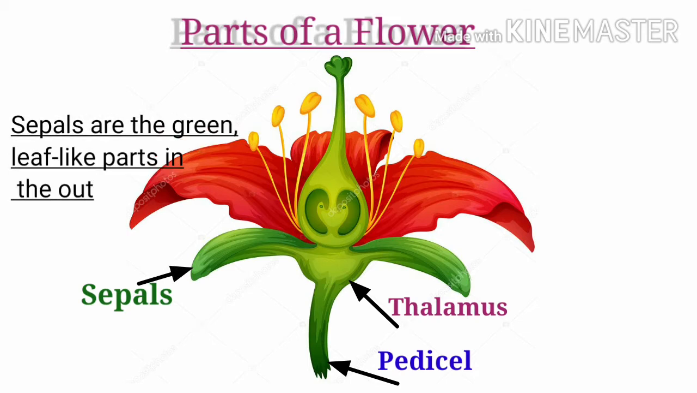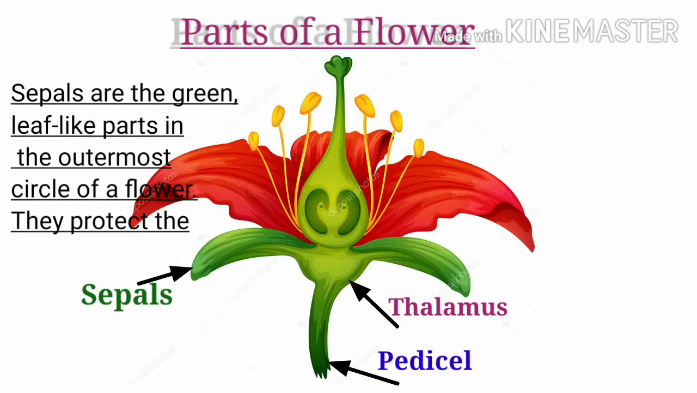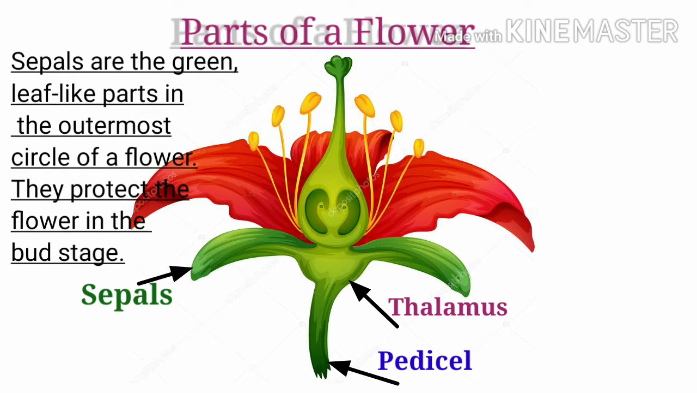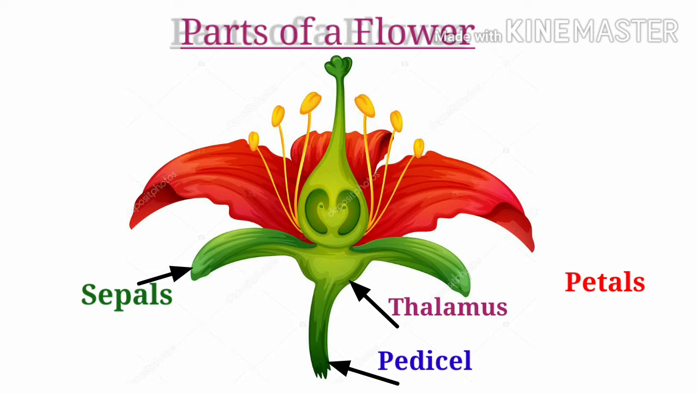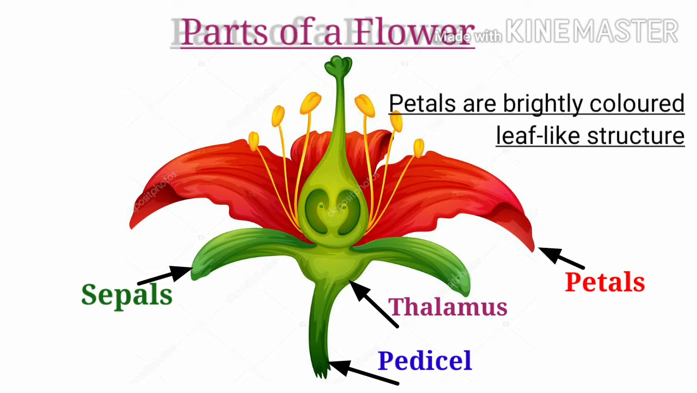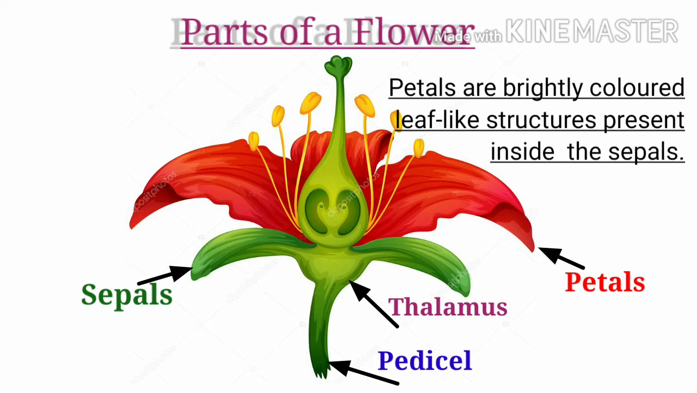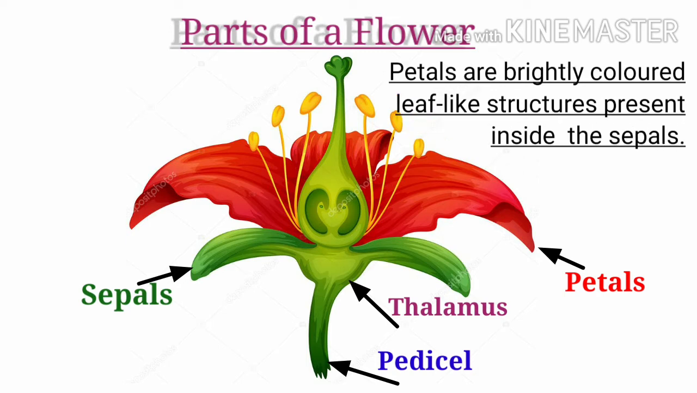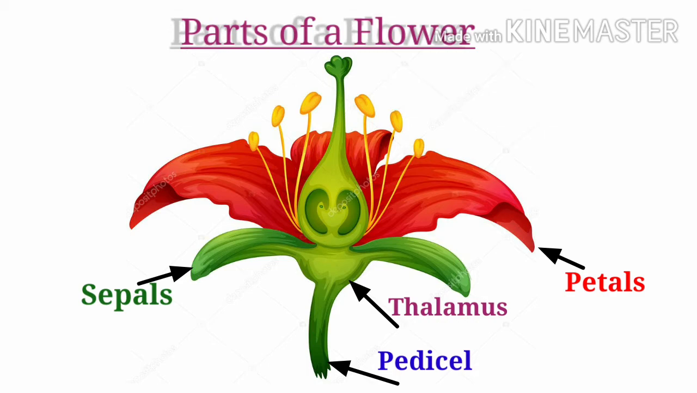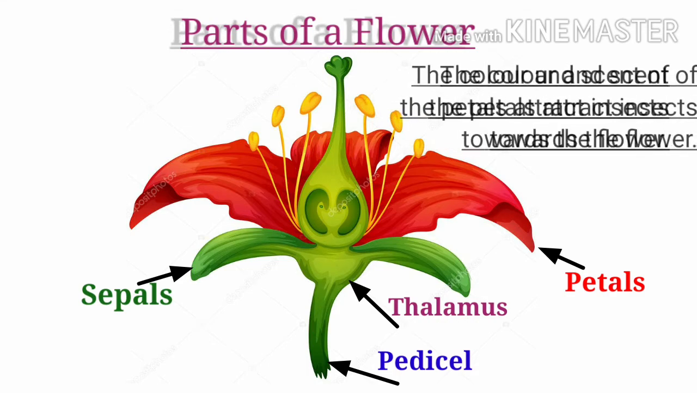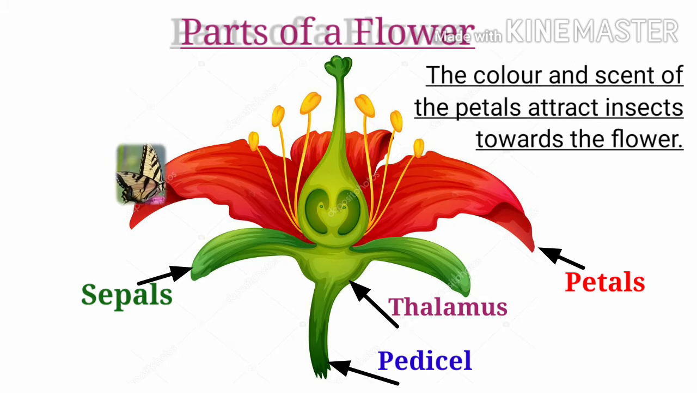Sepals are green leaf-like parts in the outermost circle of a flower. They protect the flower in the bud stage. Petals are brightly colored leaf-like structures present inside the sepals. Different flowers have petals of different colors. The color and scent of the petals attract insects towards the flower.